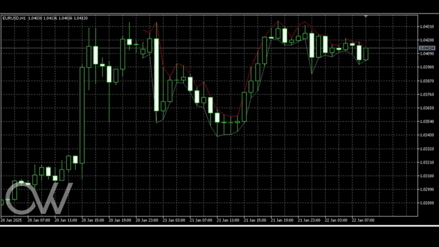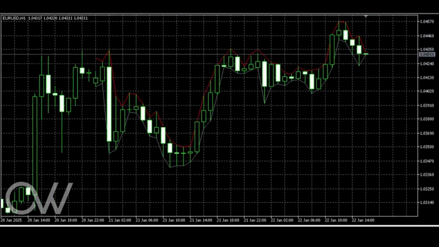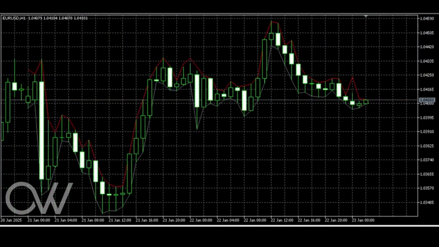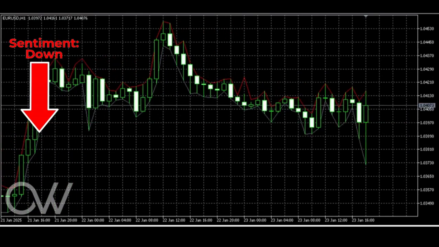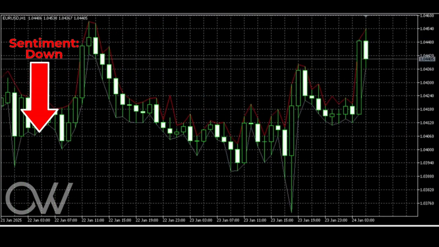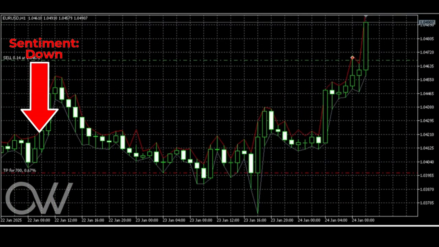Let's take a look at these sell positions that were executed on the euro versus the US dollar at the end of January this year. The overall sentiment was down for this currency, and this is why the system sold at local tops, with dynamic profit taking based on the volatility of the market.